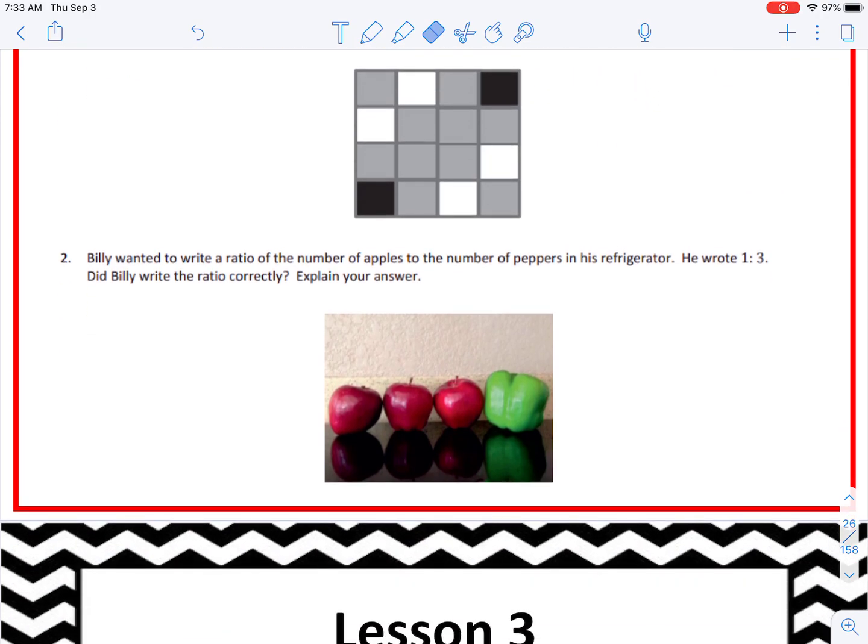Number 2 says, Billy wanted to write a ratio of the number of apples to the number of peppers in his refrigerator. He wrote 1 to 3. Did Billy write the ratio correctly? Yes or no? And explain your answer. Remember to read this correctly. Read it carefully, and hopefully you can realize what order they want the ratio to be listed. So tell me if you did it correctly or not, and if you did or didn't, tell me why.